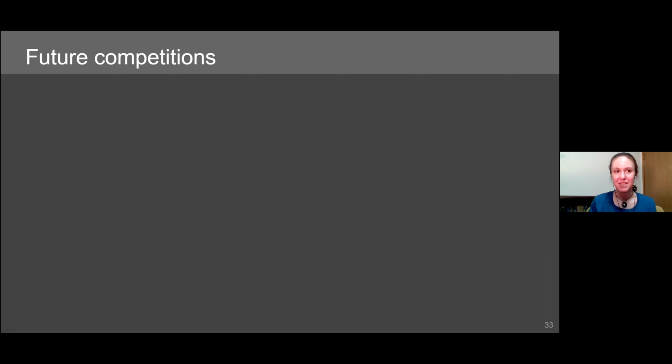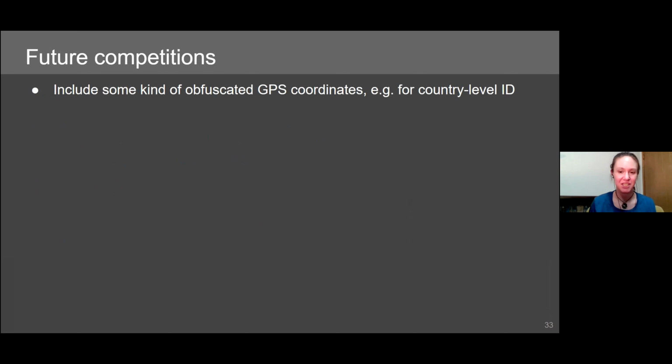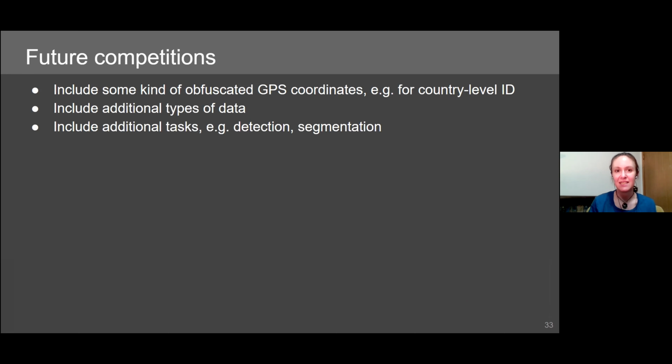So for future competitions, the organizers and some suggestions from the participants would like to include some kind of location, even if it's just a country level identification. They think that would help a lot in more accurately identifying the species. Using maybe satellite data wasn't a good kind of data to include, but maybe there is some other additional data that could increase accuracy. They talked about including other tasks like detecting the animals as well, instead of relying on MegaDetector, or segmenting the animals, so like outlining them instead of just having a box.